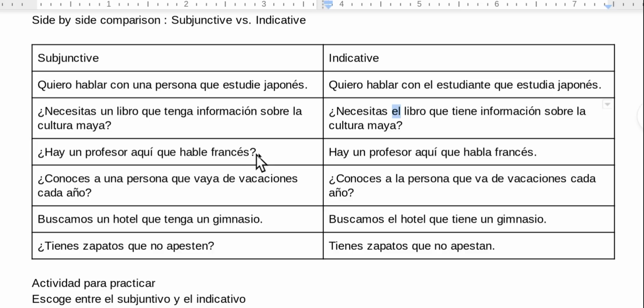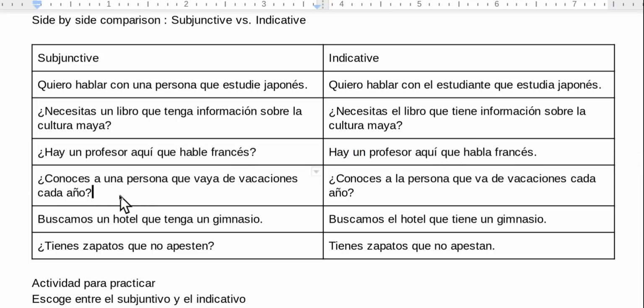Let's keep going. It's a question again. ¿Hay un profesor aquí que hable francés? The question is, is there a teacher here that speaks French? I don't know if that person exists, so that's why I'm putting this into the subjunctive. Over here is a statement, and it's almost exactly the same. You notice this time I did not change the un to an el, so that's not always a definitive reason to use the subjunctive versus the indicative. You just have to look at what the sentence is saying. It's a statement saying, there is a teacher here that speaks French. I know that this person is here. I know he exists, so it's going to be in the indicative.